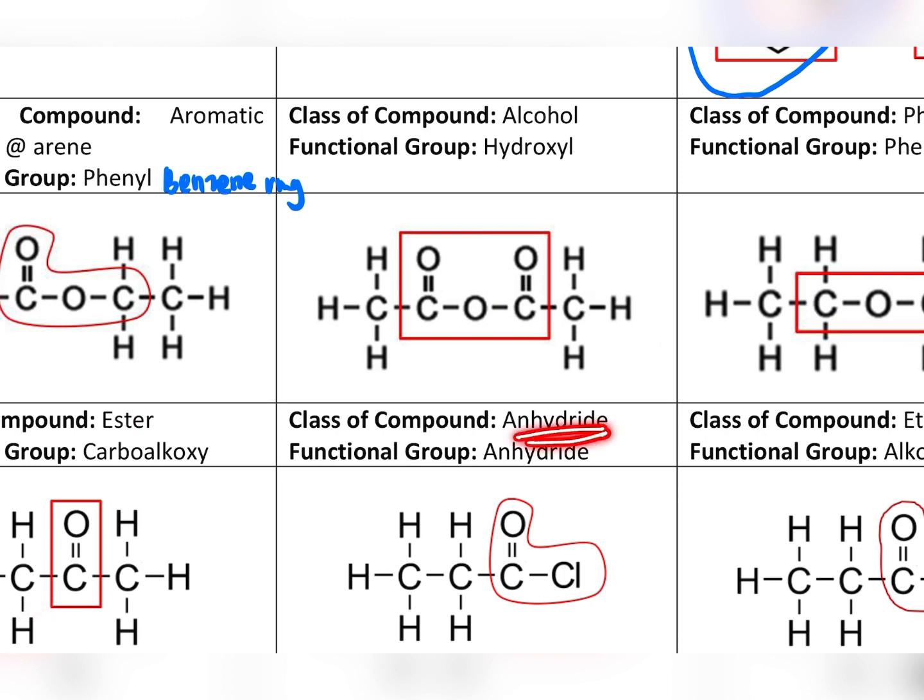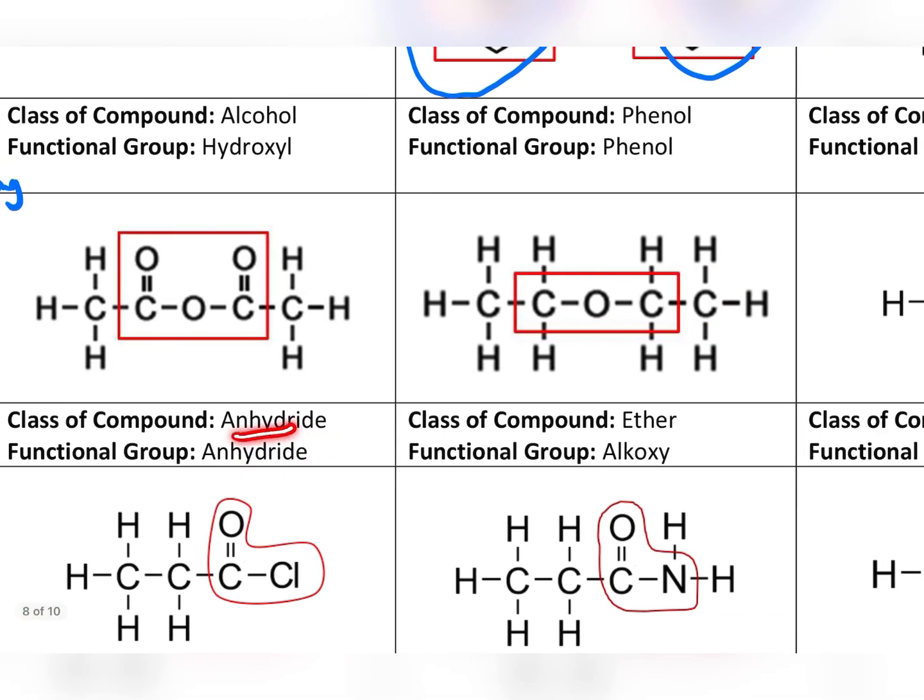Okay, and then next is this one, class of compound. Seterusnya anhydride. Okay, anhydride ni saya bayangkan dia ada 3 O dan 2 O dia double bond macam ni lah. Okay, so dia macam menara tu, macam kasa. Okay, you can imagine it like that. Okay, so C double bond O, COC double bond O lagi. So itu adalah anhydride. Okay, dua-dua class of compound dan functional group dia nama yang sama.